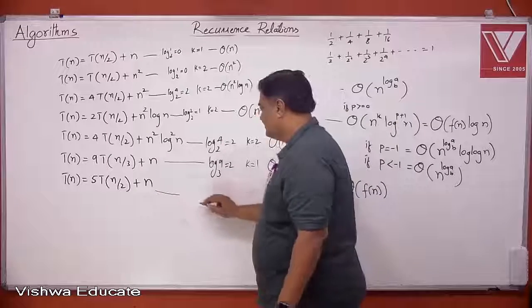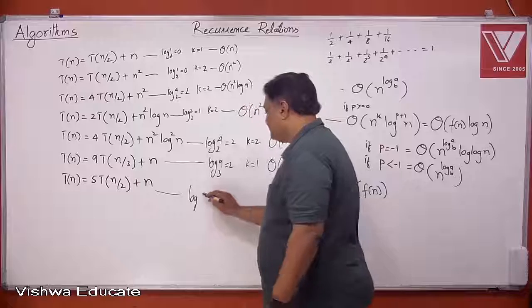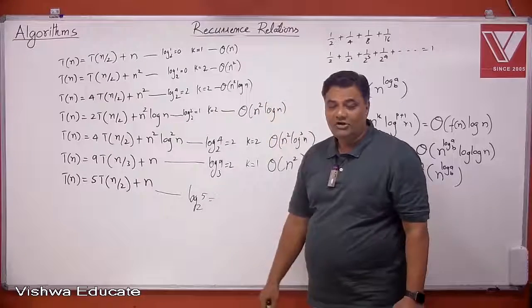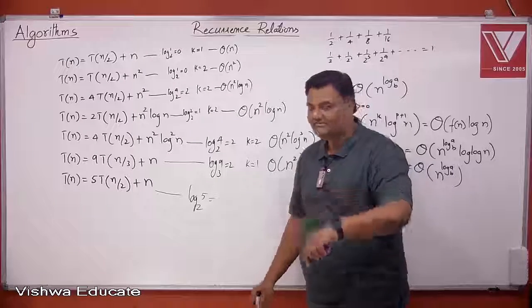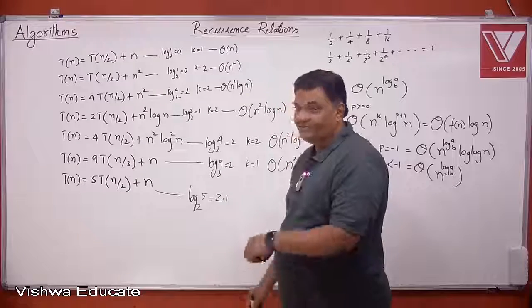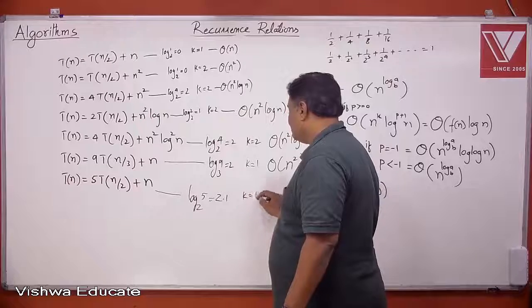Then this one, log 5 base 2. So log 5 base 2 is how much? Log 4 base 2 is 2, so log 5 base 2 means 2 point something. So let us say 2.1, just assuming. And k is how much? 1. k is 1.